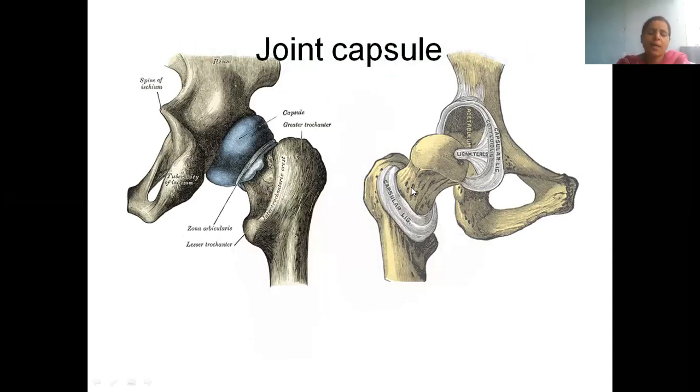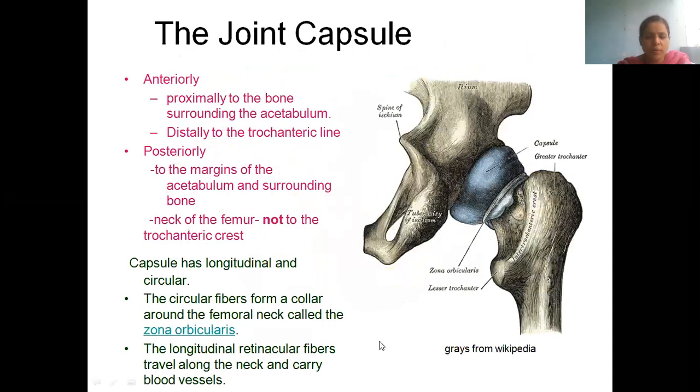Okay, so what is the internal lining of the joint capsule? It has a synovial membrane which will be filled with synovial fluid. Now see here, the joint capsule proximally, where is it attached? I told you it is the margins of the acetabulum. Distally, we have the intertrochanteric line and intertrochanteric crest. Line is anterior, crest is posterior. How can you say this is the posterior view? Because you are finding the ischial tuberosity. So this is the intertrochanteric crest. So posteriorly it is attached to the margins of the acetabulum, surrounding bone, and the neck of the femur also.